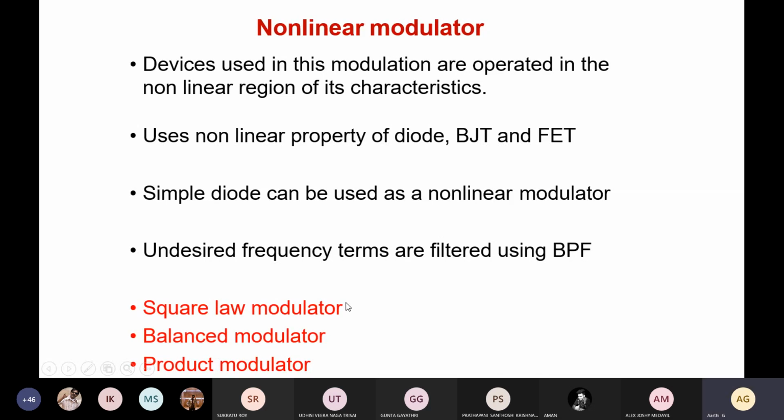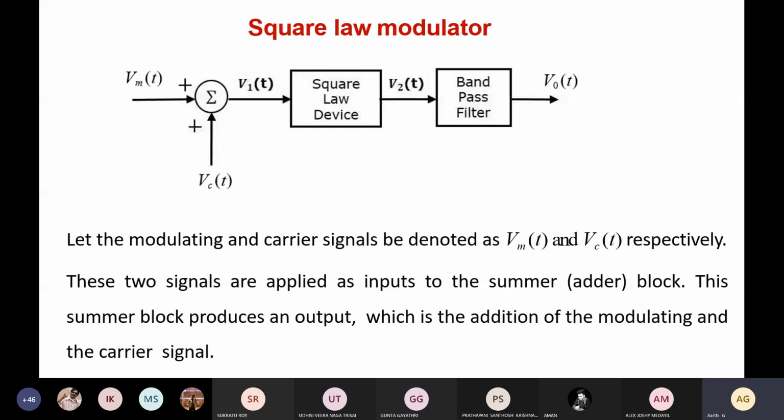And these are the different types. We have square law modulator, balance modulator, and product modulator. All these types of modulators will use either of these devices. We can use a diode, BJT, or a FET. So we start with nonlinear modulators.